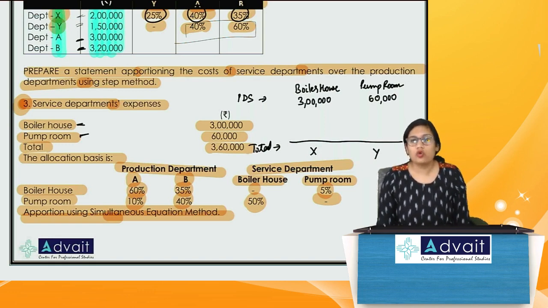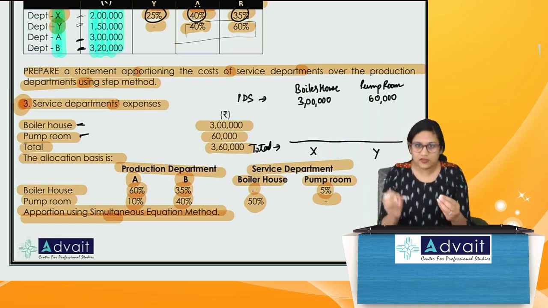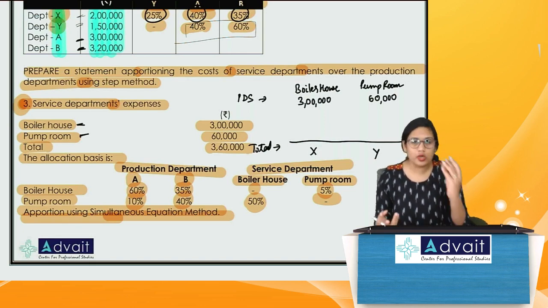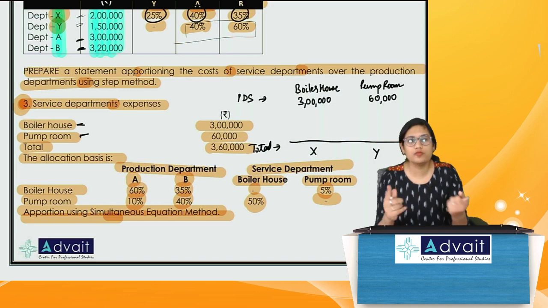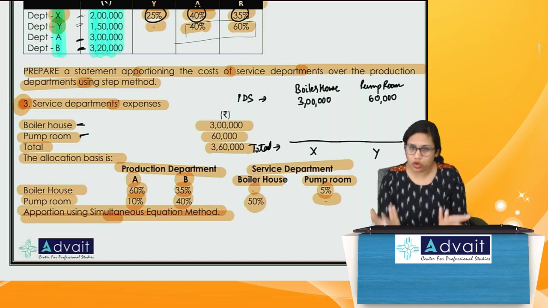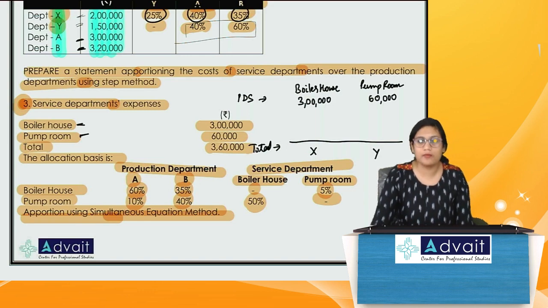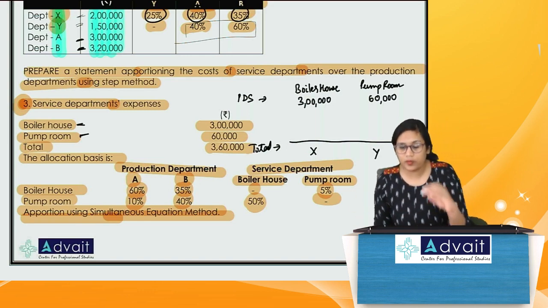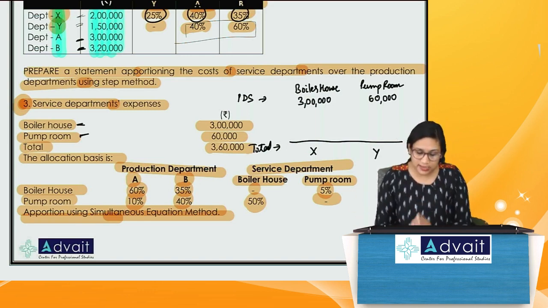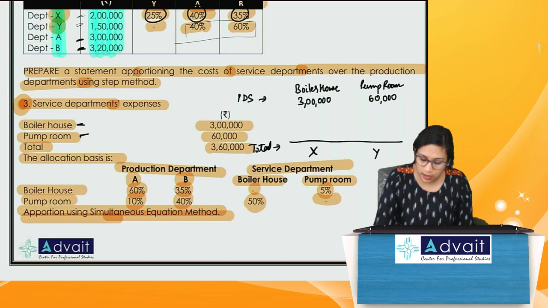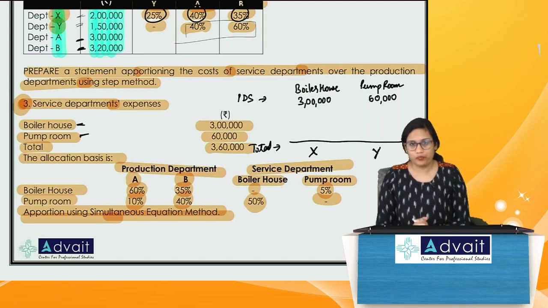Guys, yes or no? Because boiler house has to receive something from pump room. We don't know how much that something is. Correct? Pump room also has to receive something from boiler house, because both are serving each other. I don't know how much that is. So let's say, after boiler house receives something from pump room and pump room receives something from boiler house, the total expenses under boiler house come to X and the total expenses under pump room come to Y.